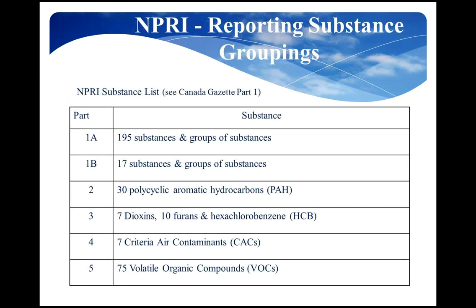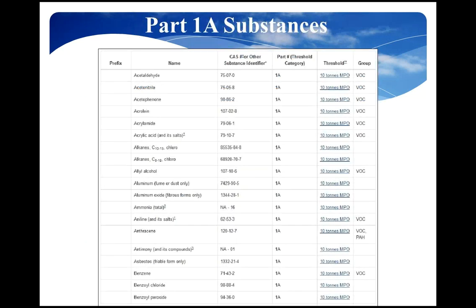The NPRI substance list is broken into 6 different reporting groups for a total of approximately 330 chemicals. The way that you go through the assessment and reporting protocols depends on the substance and the group to which the substance belongs. And I'll come back to that shortly.